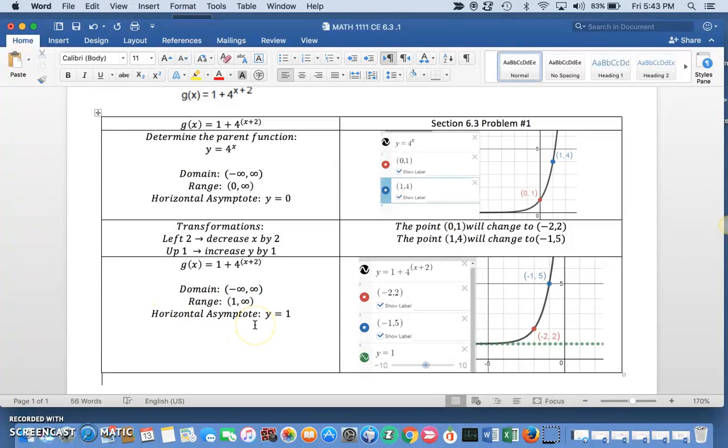The horizontal asymptote shifts up also. Your asymptote was right there, where y equals 0, that line, which is the x-axis. It now is y equals 1. That's that little green dotted line there. So the two graphs look a lot alike. They were just literally shifted left and up. I hope that makes sense.